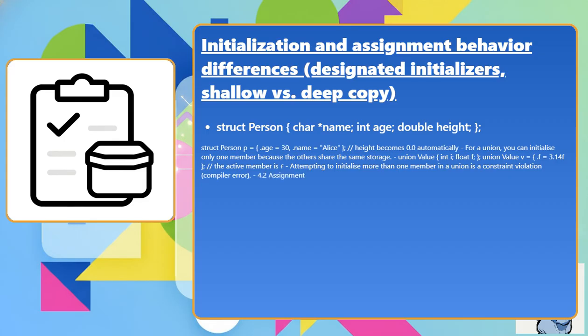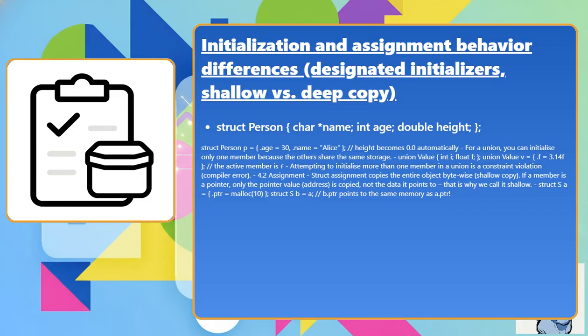4.2 Assignment. Struct assignment copies the entire object bytewise, a shallow copy. If a member is a pointer, only the pointer value, the address, is copied, not the data it points to. That is why we call it shallow. struct S a = { .ptr = malloc(10) }; struct S b = a; b.ptr points to the same memory as a.ptr.